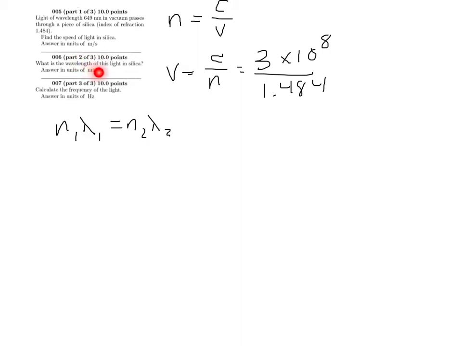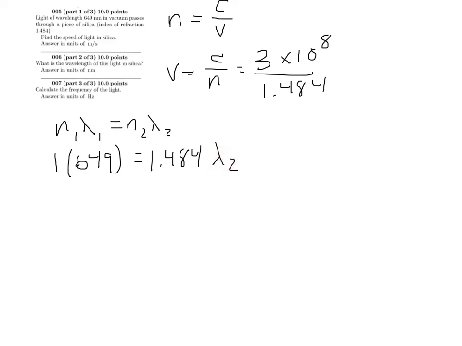It says answer in nanometers, so I can actually just plug in 649 for my lambda 1. So in this case, I would have n1 is 1 times lambda 1, which is 649, and this is in nanometers. It's going to equal n2, which is 1.484, times lambda 2, which is just lambda 2, and I will solve for lambda 2.